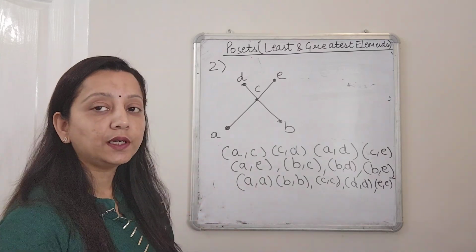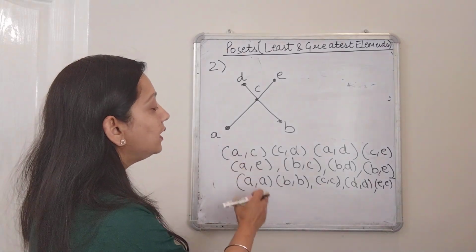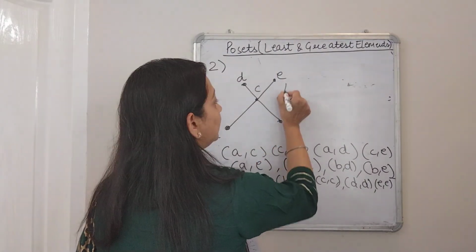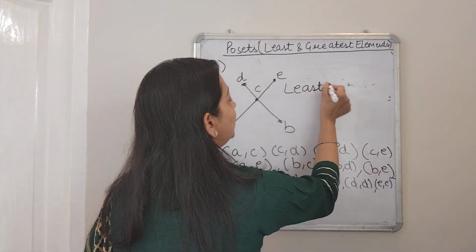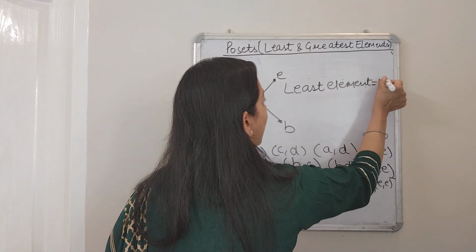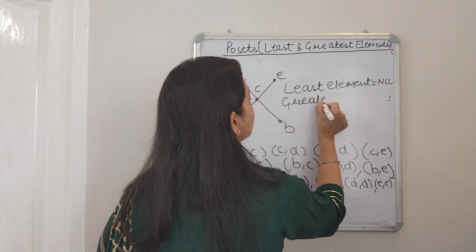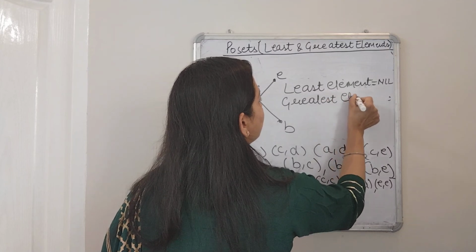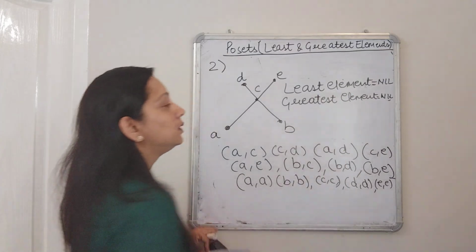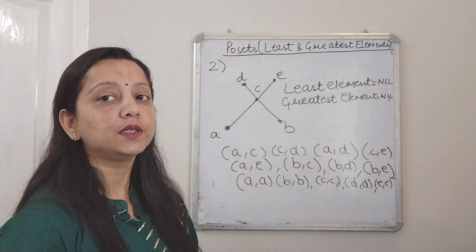Also, if I talk of the greatest element, I cannot find any such element to which all the elements of the set are related here. So therefore, I can say that there is no least element here, and also there is no greatest element here. So it's quite possible that a certain poset may not have any least element or any greatest element.